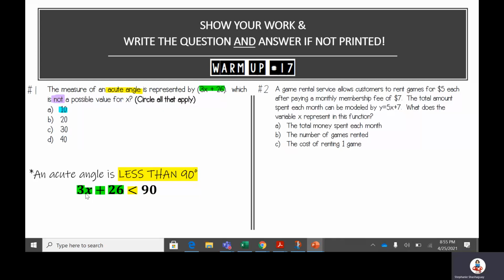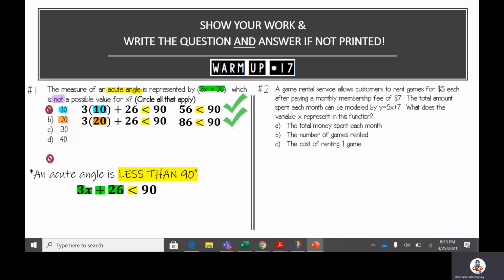So first, we're going to plug in that 10. And 3 times 10 plus 26. Well, 3 times 10 is 30. 30 plus 26 is 56, and 56 is less than 90. So that checks. So that is not our answer because we're looking for ones that are not possible values for x. Then we do 20. 3 times 20 is 60, plus 26 is 86, and that is less than 90 as well. So B is not our answer.